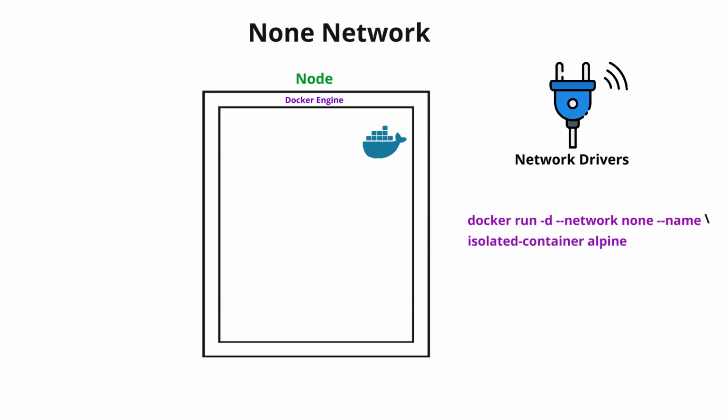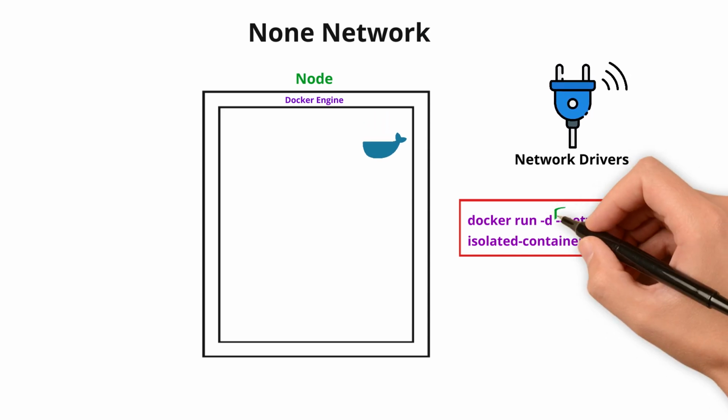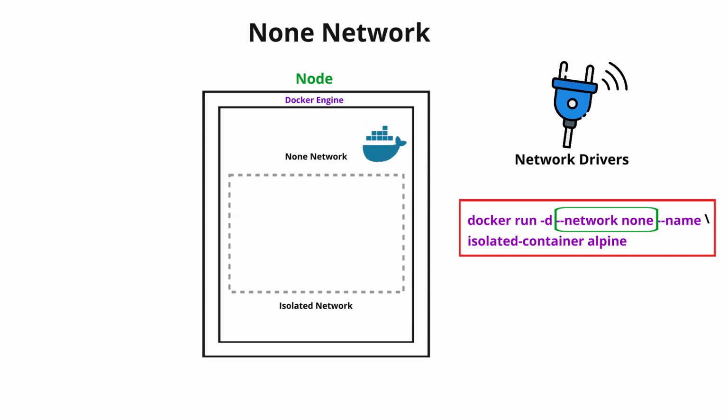Let's understand another type of network in Docker, which is the none network. Here I have taken one of the docker run commands, like I used for bridge and host networks. Here I will be changing the network flag from host to none. I am naming the container isolated container and taking the image as alpine. When I run this command, a none network is used, and inside this none network a container will be launched.